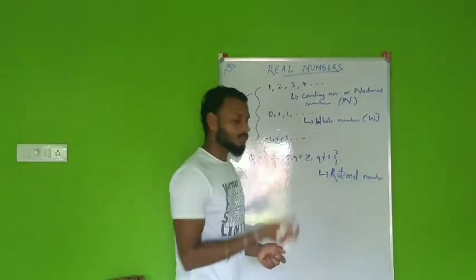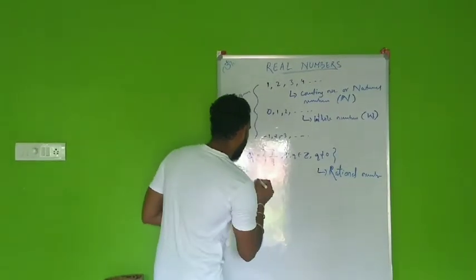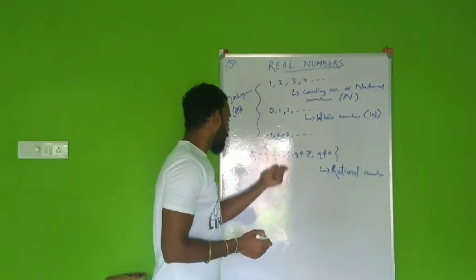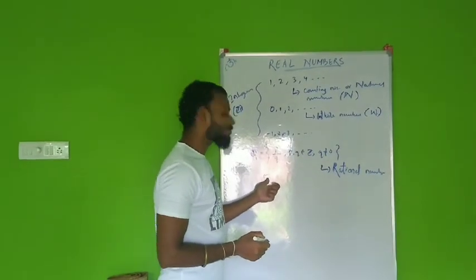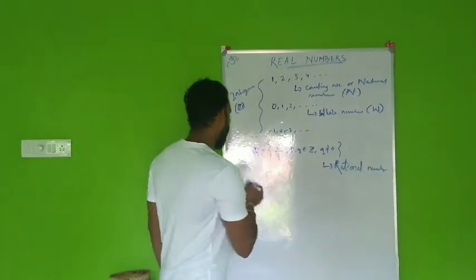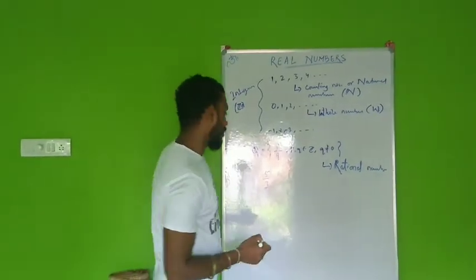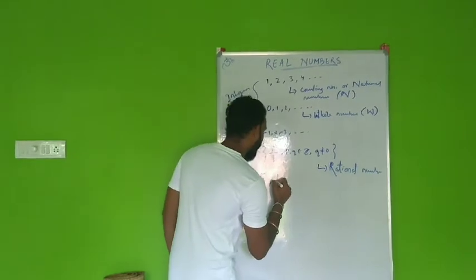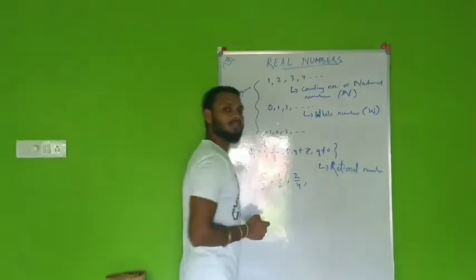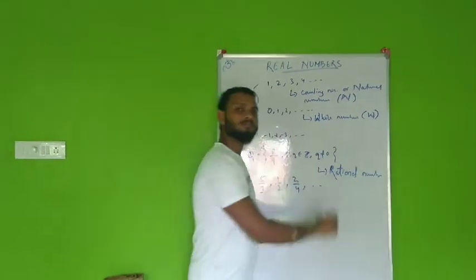Let us take some examples. 5 by 3: yes, this is in the form p by q, where p is 5 and q is 3, and q is obviously not equal to 0. So 5 by 3 is a rational number. Similarly, 1 by 2 is a rational number. 2 by 4 is also a rational number, and so on.